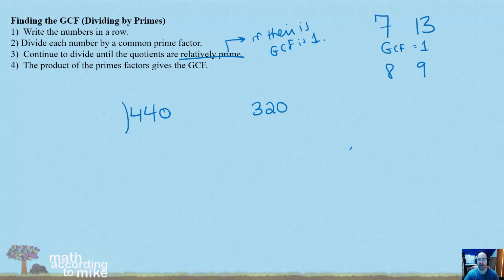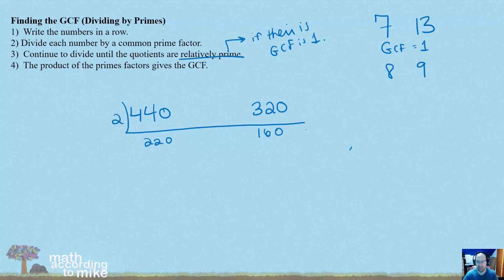So what you do is you look at these two numbers and you think about a prime number that goes into them. They're both even, so we can pull out a 2. So 2 goes into 440 220 times. 2 goes into 320 160 times. Hooray! Now you look at this row, 220 and 160.